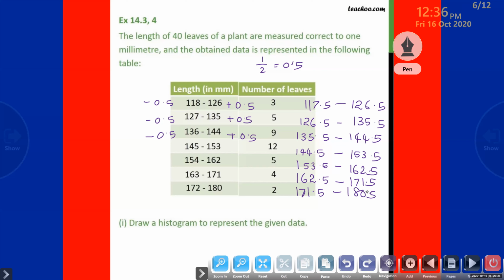We made it continuous. Okay, children? Did you understand this now? Yes, ma'am. So write this question, and after drawing the table, you have to draw the table again after making continuous.